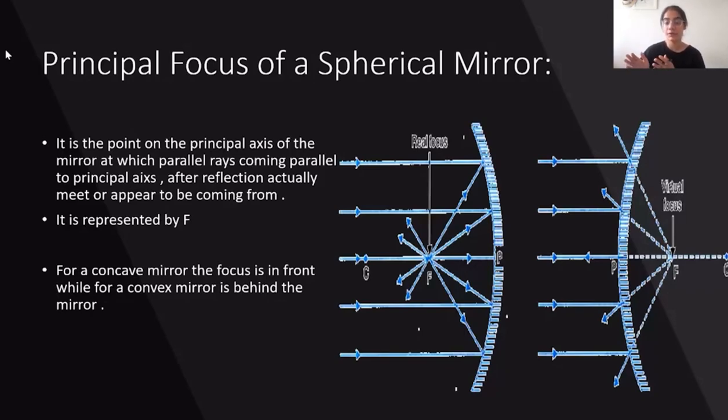As you can see, mostly when we are discussing these, the two terms that we are using are: the rays are actually meeting, and the rays appear to be meeting. This is what will help us differentiate between a real image and a virtual image later. It is something that must be kept in mind.